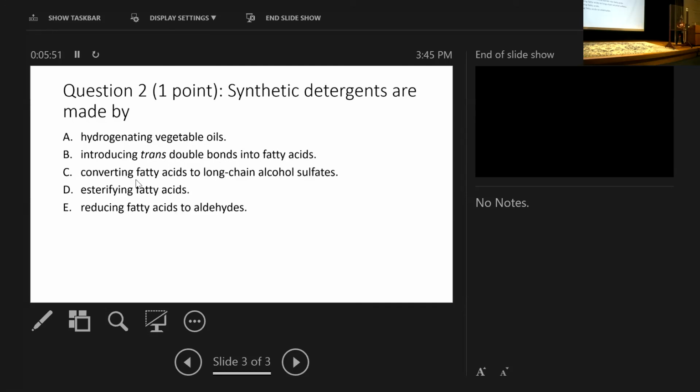Again, you can do any of the other 4 things, but that will not give you a synthetic detergent. So I think C is the best answer. Once again, the most popular choice, which makes me happy. And the other 8 points are just from attendance.